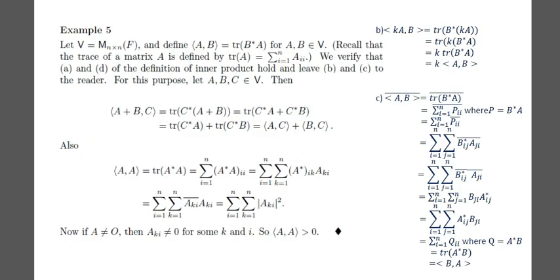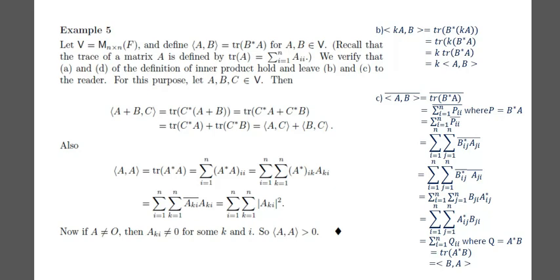Next example, if you have the vector space of all matrices of order n cross n, we define the inner product of A, B as trace of B star A. Trace is the sum of all diagonal entries. So let us start with the first property. Inner product of A plus B comma C is trace of C star into A plus B. This is equal to trace of C star A plus C star B, which is equal to trace of C star A plus trace of C star B, which is equal to inner product of A, C plus inner product of B, C.